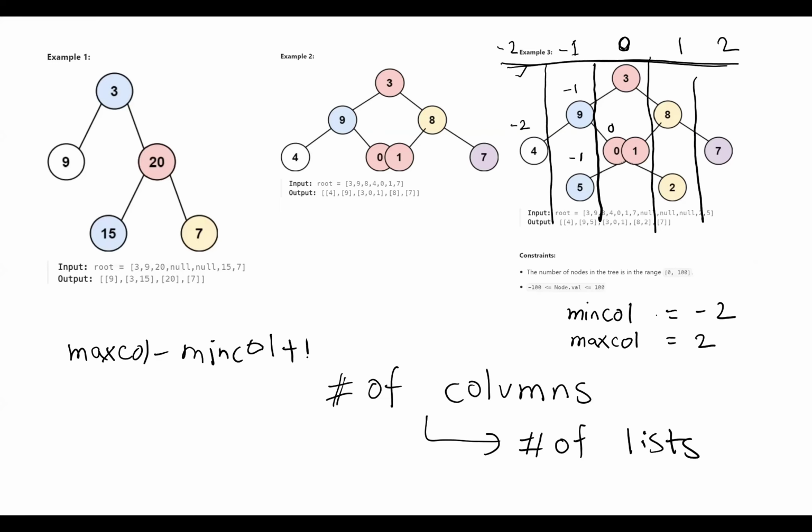Which is going to be 5 here. So that means we can create a now empty list of 5 lists.